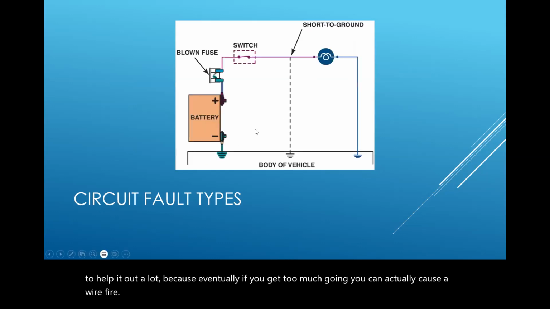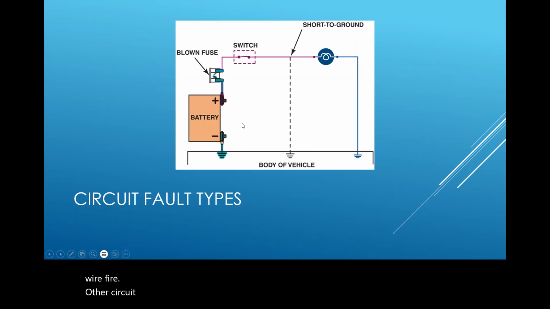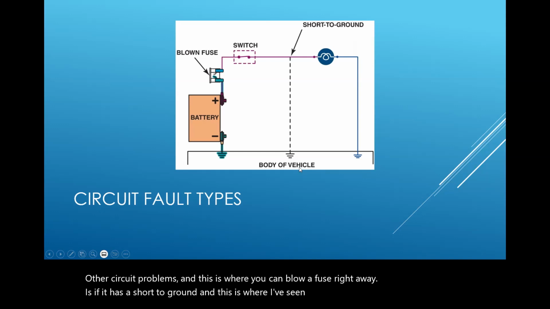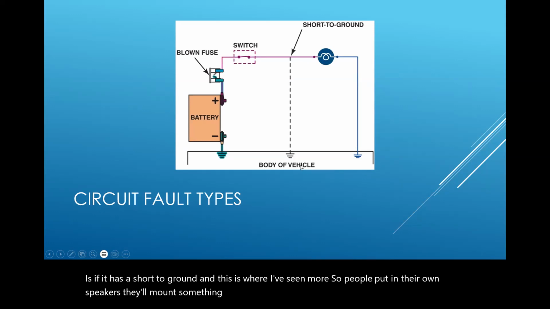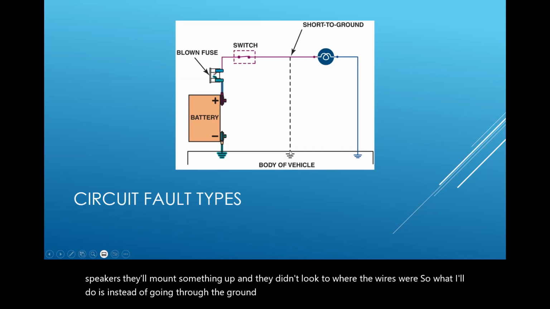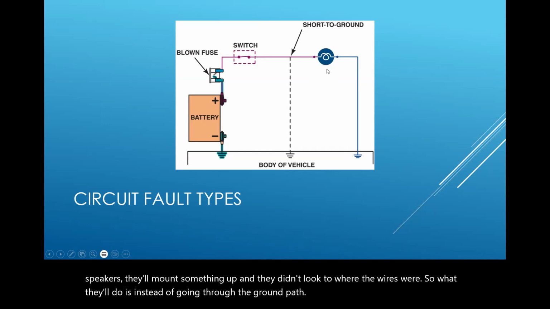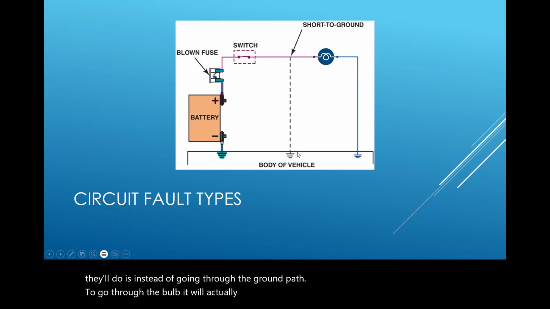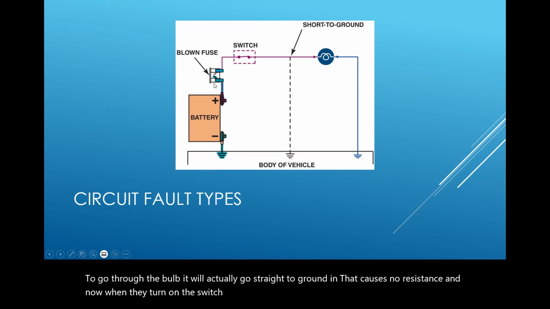Other circuit problems, and this is where you can blow a fuse right away, is if it has a short to ground. And this is where I've seen more. People put in their own speakers, they'll mount something up, and they didn't look to where the wires were. So what it'll do is, instead of going through the ground path through the bulb, it will actually go straight to ground, and that causes no resistance. And now when they turn on the switch, it'll blow that fuse right away.